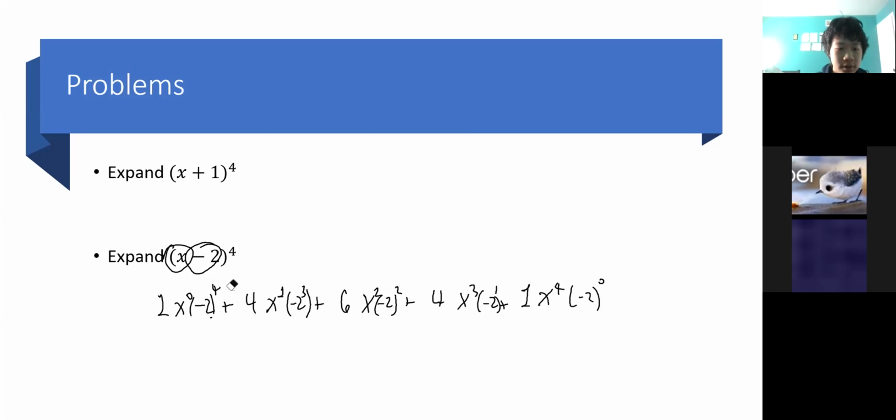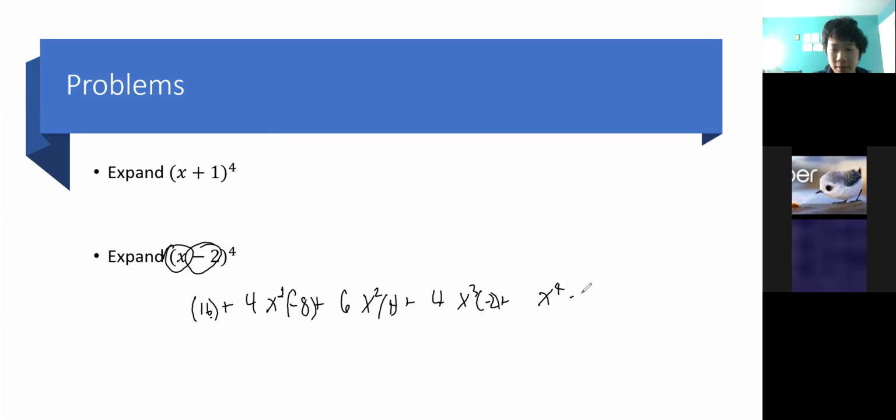Now let's look at the negative 2. Negative 2 to the 4th is just regular 16. Negative 2 to the 3rd is negative 8, actually. So be careful here. Negative 2 squared is just regular 4. Negative 2 to the 1st is just regular negative 2. Negative 2 to the 0, anything to the 0 is 1. Let's get rid of all these 1s because they are no use to us. X to the 0, that's also 1. Let's get rid of that.